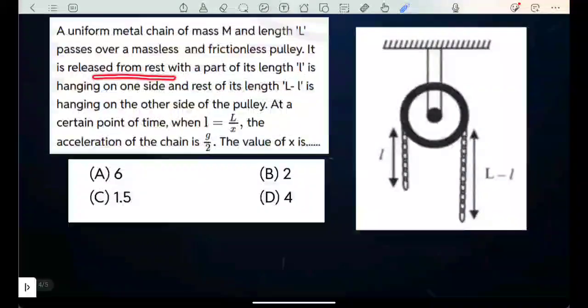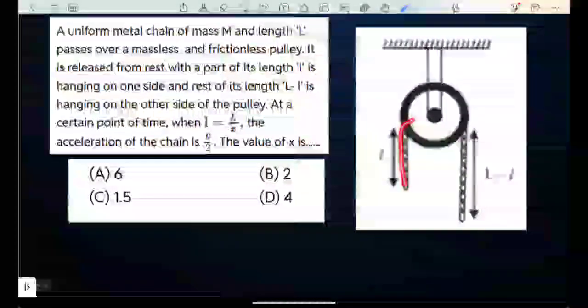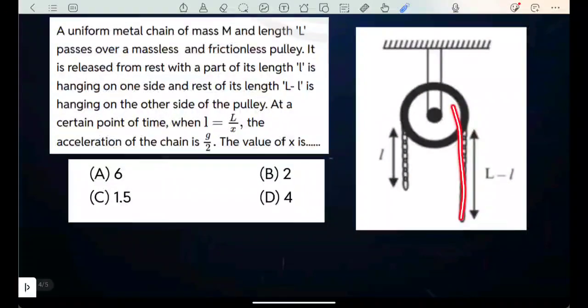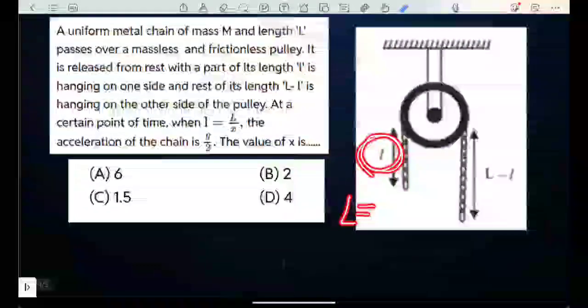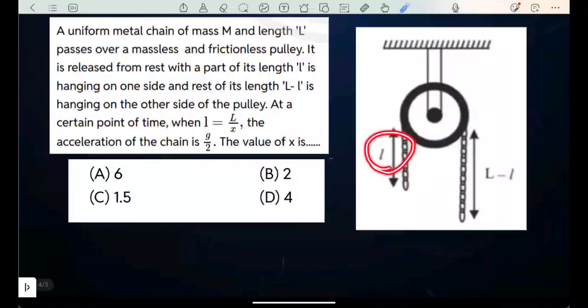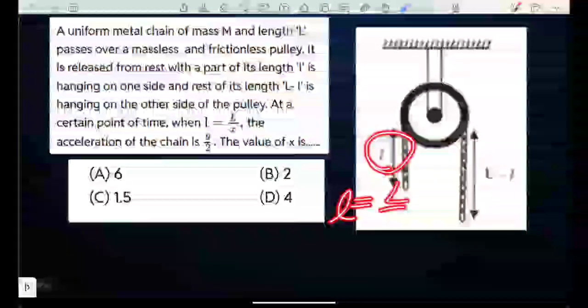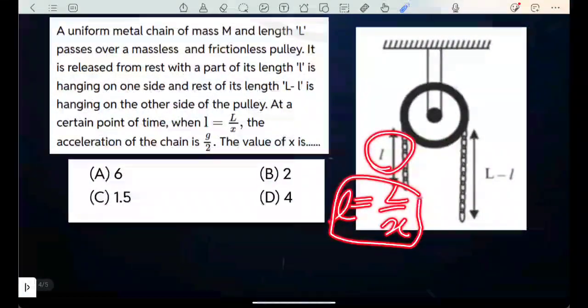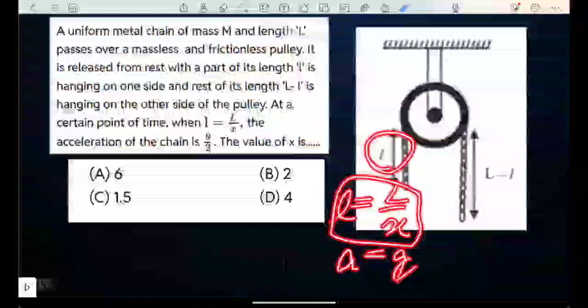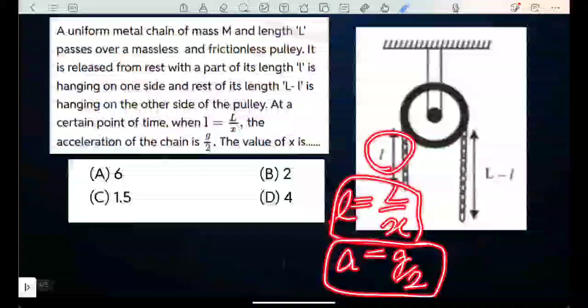It is released from rest with a part of its length, small l, hanging on one side, and the length capital L minus this small l hanging on the other side. At a certain point of time, when this small l becomes capital L by x, the acceleration is going to be g by 2, that is half of the acceleration due to gravity on earth. So we have to find the value of x.